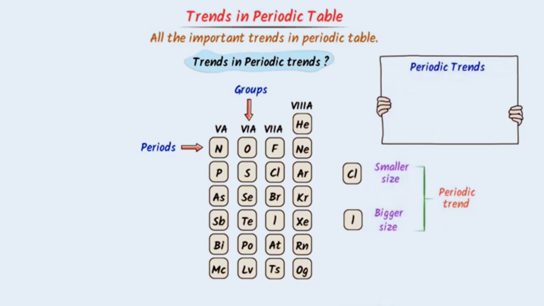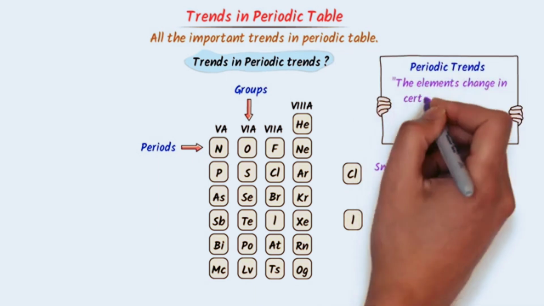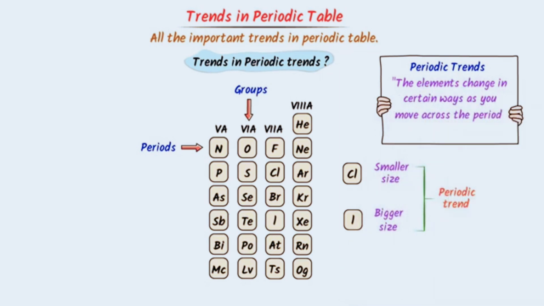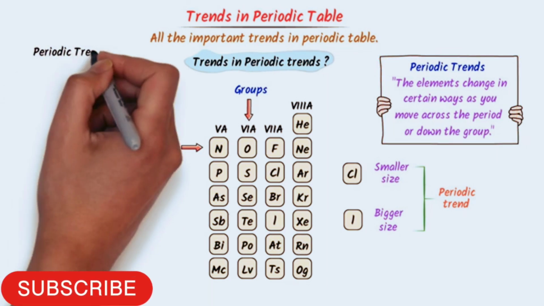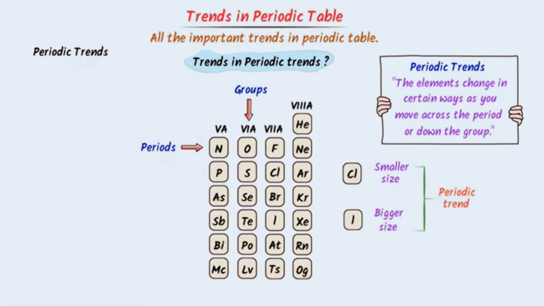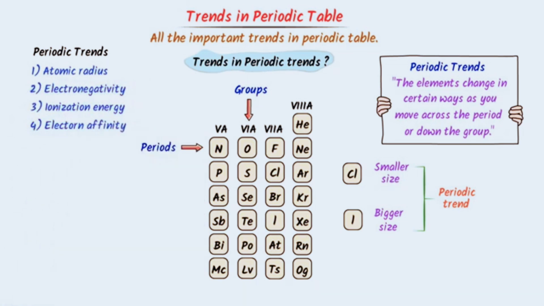Thus, we define periodic trends as the elements change in certain ways as you move across the period or down the group. This change is called periodic trends. Let me repeat it. The elements change in certain ways as you move across the period or down the group. This change is called periodic trends. Remember that there are 4 important trends in the periodic table: atomic radius, electronegativity, electron affinity, and ionization energy. Hence, note down these 4 important trends.